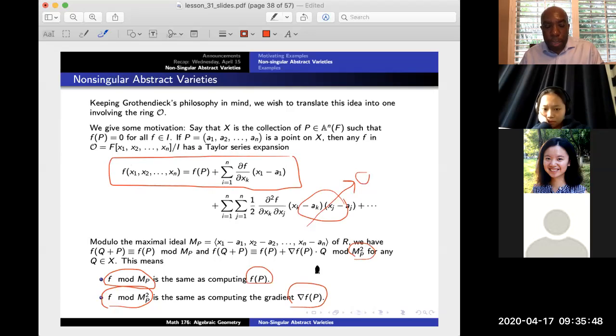MP squared means I literally take the product of elements from MP. And this here, this xk minus ak, xj minus aj, that is a product of things from MP. So this here is an element of MP squared, which means that when I quotient by it, I might as well just set this equal to 0. Right, so really what I'm saying is we get the constant polynomial f(P) plus the linear part. And that's exactly what's here.